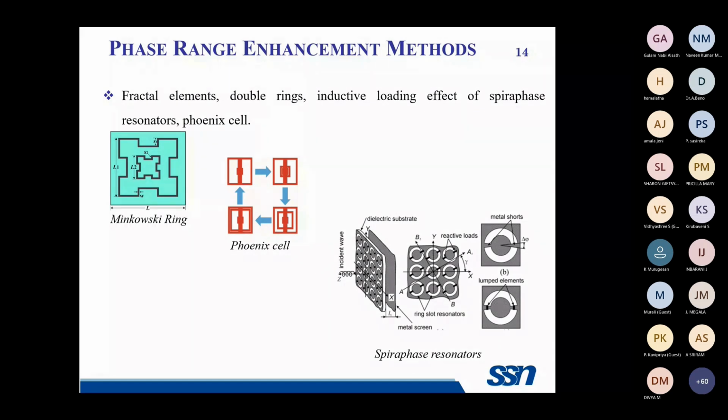And the second picture is the phoenix cells, where the cell will be varied in such a manner that the degree of freedom is increased. So just to increase the degree of freedom, these phoenix cells are being used. We shall see them in detail in our further slides.